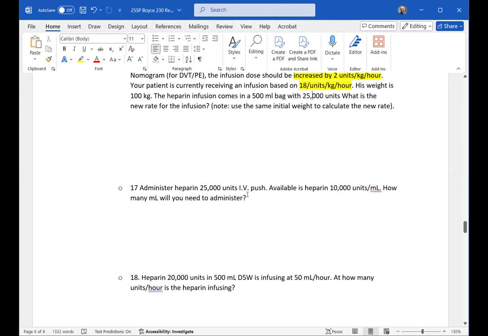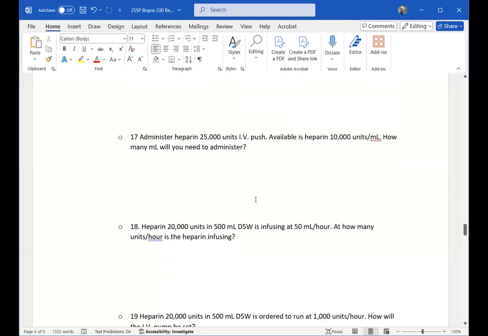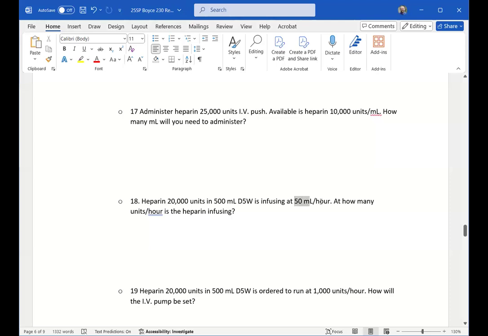Now, here's what I wanted to show you. This is a common question that you might see on your test before you get to the heparin protocol, and that is converting milliliters per hour to units per hour. Okay, so this is actually kind of the reverse of what we were just doing. You can go from units per hour to milliliters per hour, that's what they did down here. This is going from milliliters per hour to units per hour.